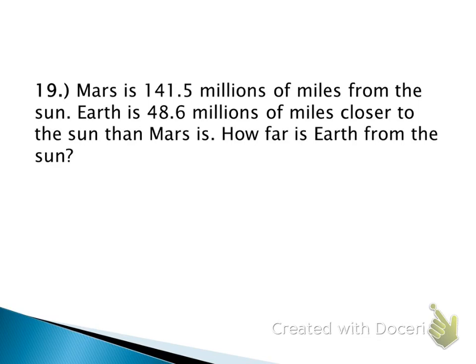Mars is 141.5 millions of miles from the sun. Earth is 48 6/10 millions of miles closer to the sun than Mars is. How far is Earth from the sun? So, on this one we have that Mars is this far away. If it is closer, Earth is closer, then it is less far away. So we could subtract off that difference. It's that much closer, we can subtract off that difference.